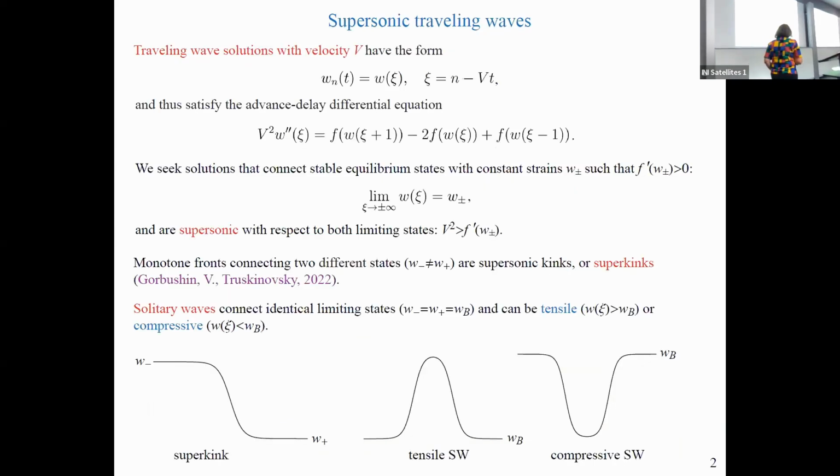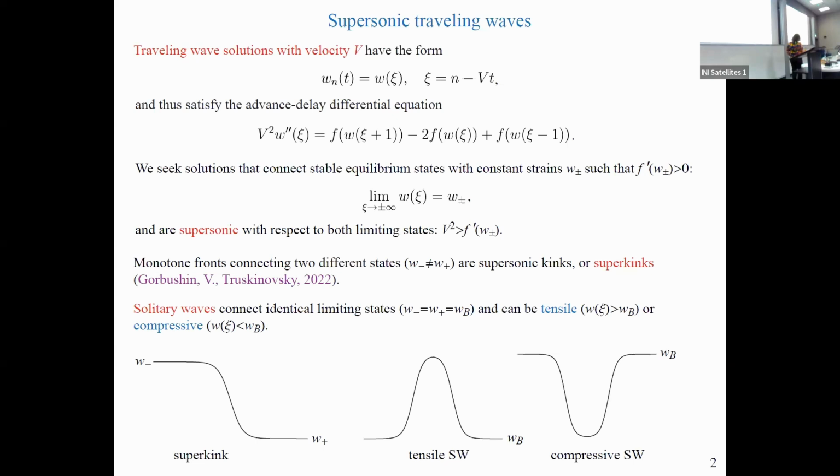We're interested in supersonic traveling wave solutions propagating with velocity v, so we will have this form. If you plug it into the equations of motion, you obtain the nonlinear differential-delay equation. We're interested in solutions which join equilibrium states, and like I said, they have to be supersonic, so the velocity has to be above the sonic speed at each of the two equilibrium states.